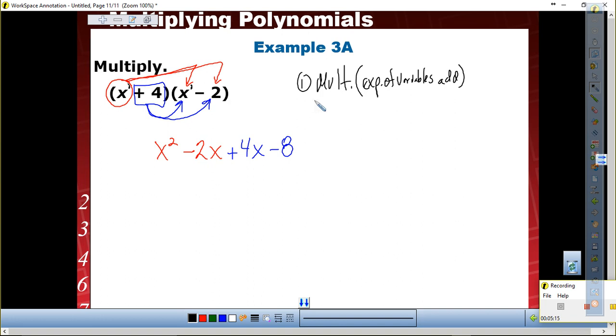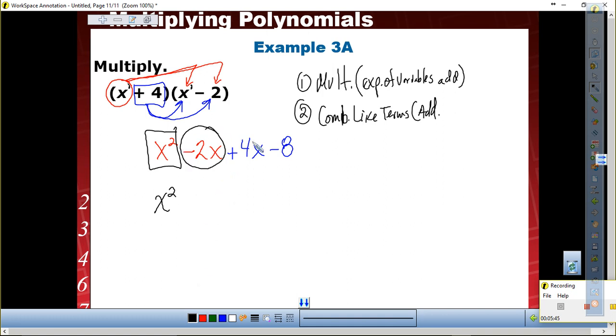Here goes step 2. For step 2, I'm going to combine like terms. And what does that mean? That I'm going to add terms. So let's start with this one. Is there another x squared? No. I write this down here. Okay. Is there another x by itself? Yes. All right. So watch. Aren't these the same? Yes. And now I just focus on the coefficient. Negative 2 plus 4, that's positive 2.